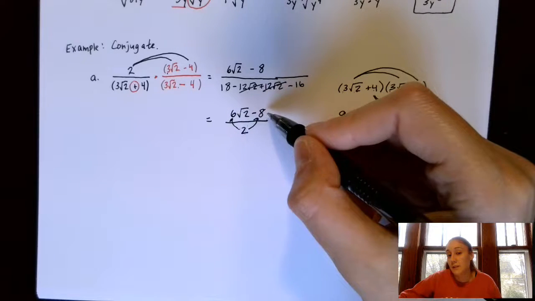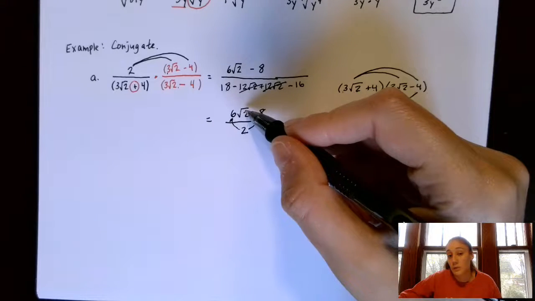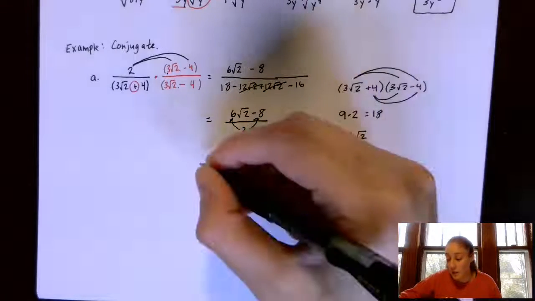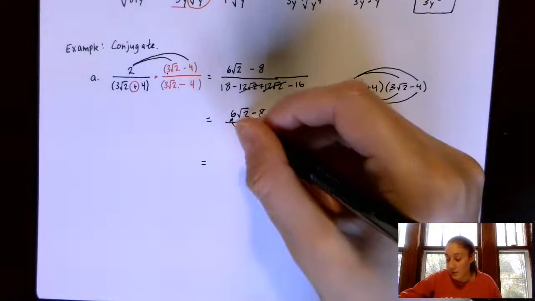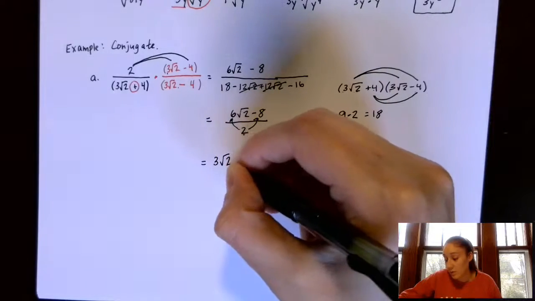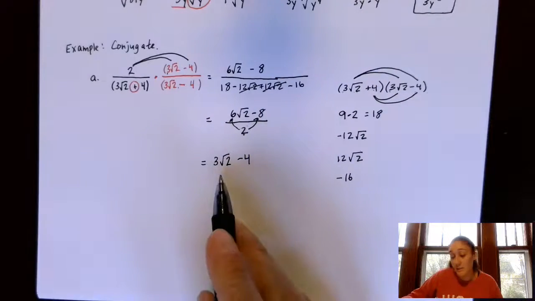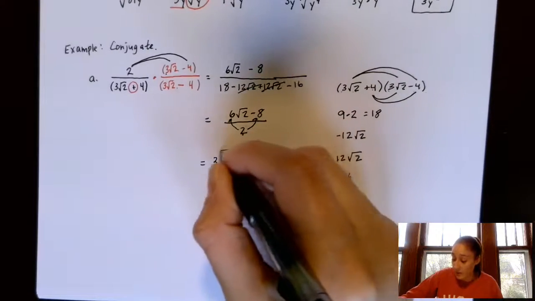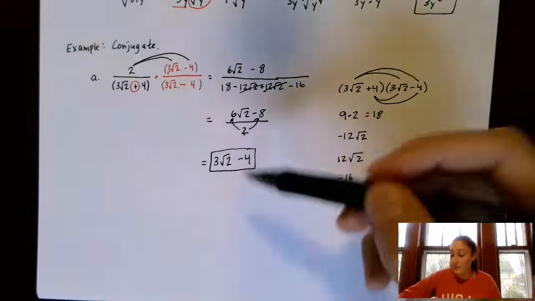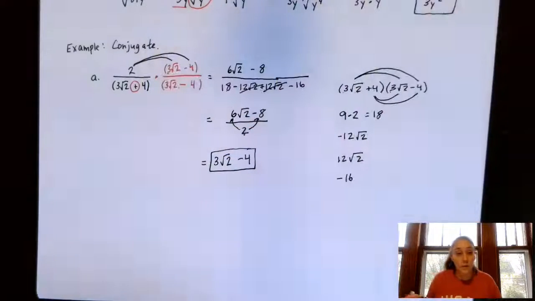Both of these constants are divisible by 2. Ignore the radical 2. You don't want to divide that because you can't divide a radical by a constant, by a regular number. They're not like each other. So 6 radical 2 divided by 2 is 3 radical 2. And negative 8 divided by 2 is negative 4. And these are not like terms, so this is our final answer. Alright, this is the simplified version of our original problem, which was up here.